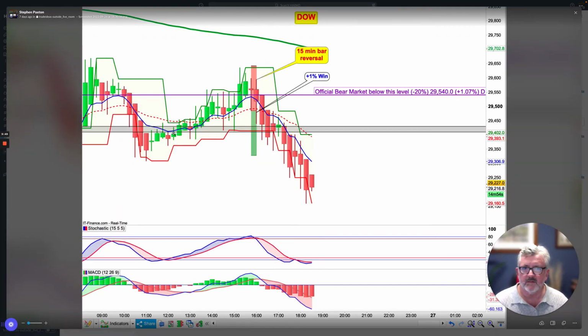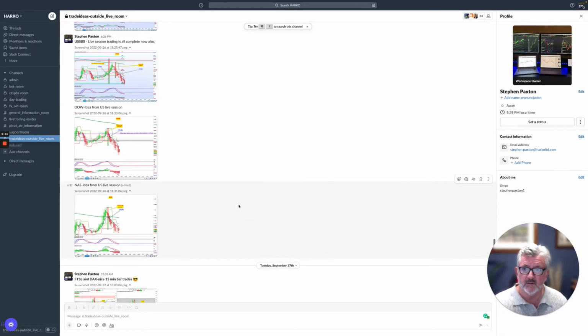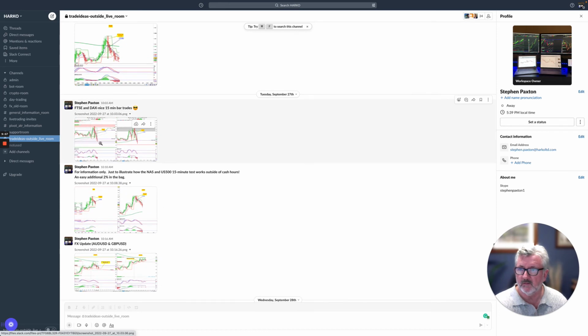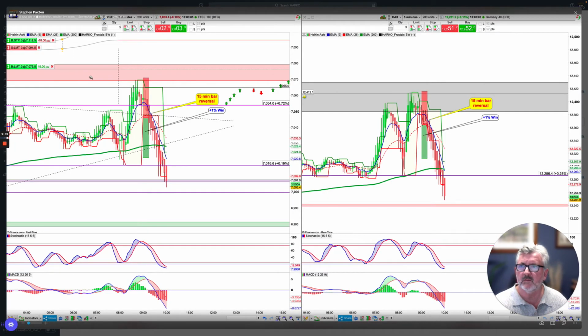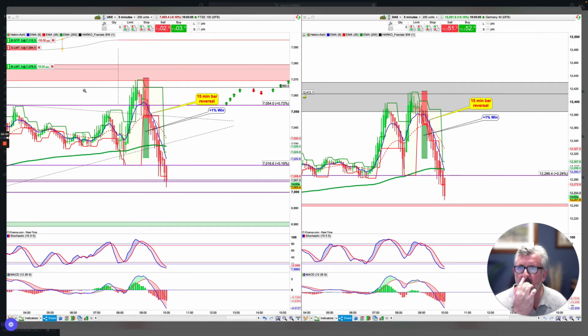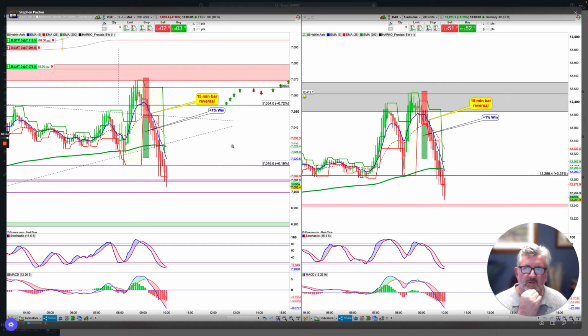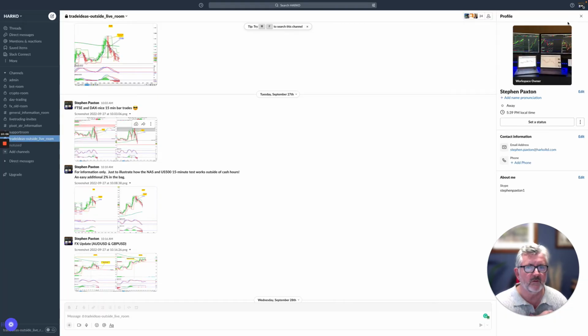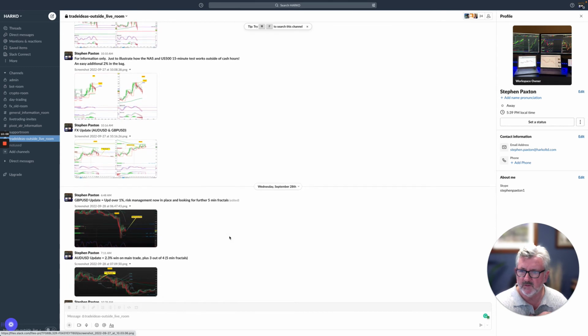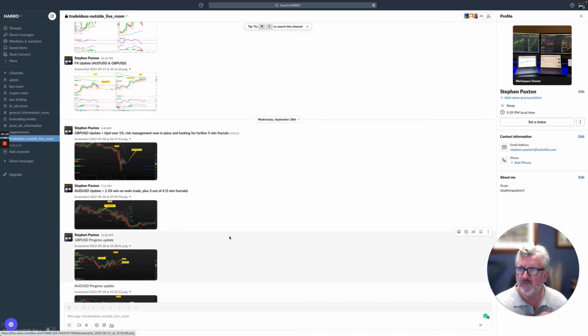Dow Ideas going to a bear market officially in September, and a nice easy 1% there. What's this one? The DAX. This was the DAX. Was it the DAX? Yeah, the DAX and the FTSE. Two 15-minute bar reversals there. These are some of the high probability trades that we show people.